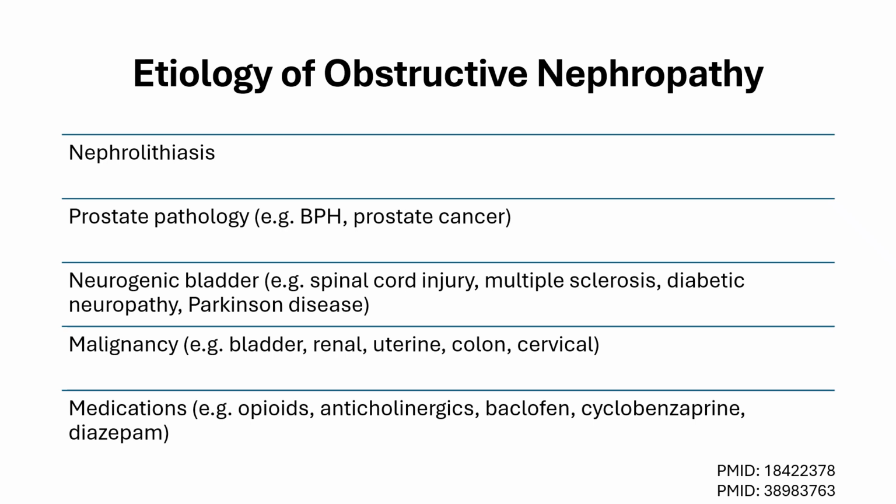Etiology of obstructive nephropathy consists of nephrolithiasis or stones, prostate pathology such as benign prostatic hyperplasia or BPH, prostate cancer, neurogenic bladder such as, for example, patients with spinal cord injury, multiple sclerosis, diabetic neuropathy, and Parkinson's disease, malignancy such as bladder, renal, uterine, colon, and cervical, as well as use of certain medications such as opioids, anticholinergic medications, baclofen, cyclobenzaprine, and diazepam.